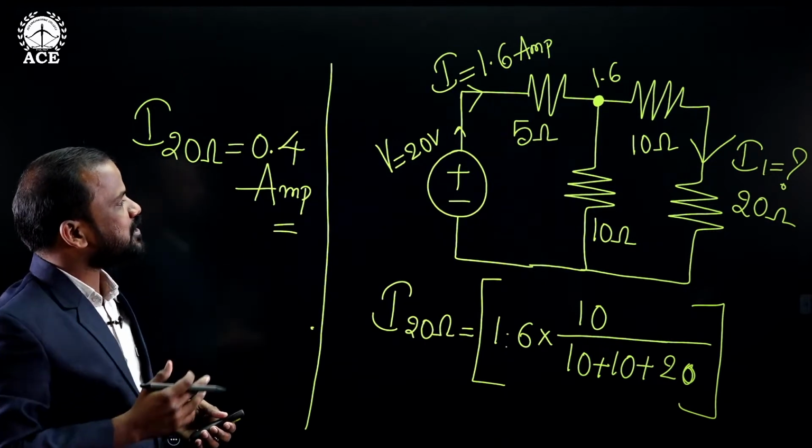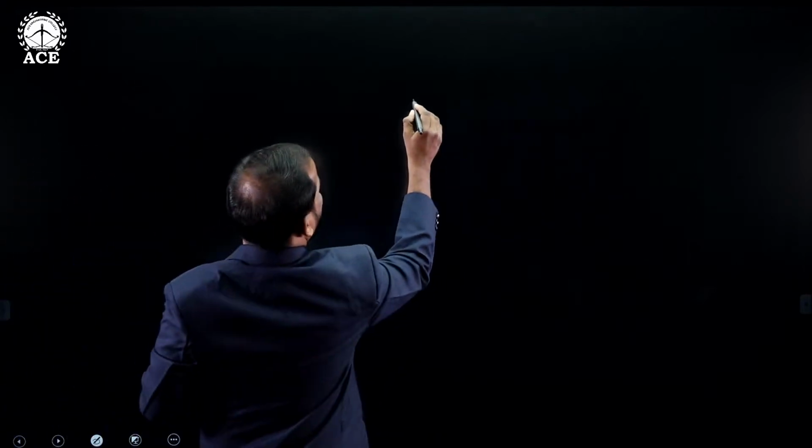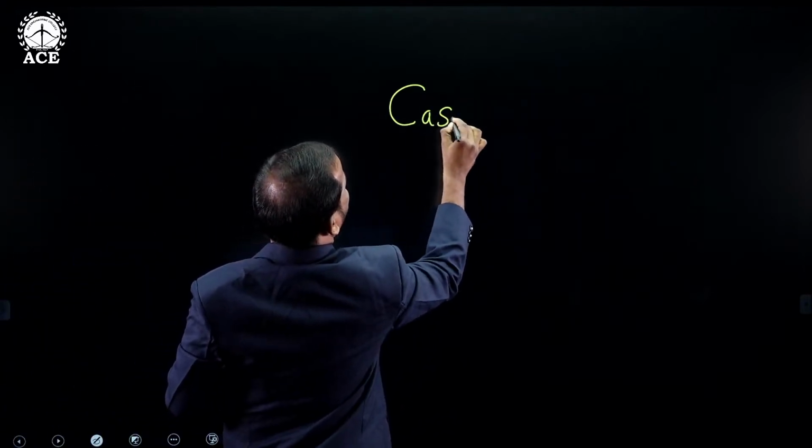Now coming to case number 2. What is case number 2? When the current source is acting alone, again how much current is flowing through the 20 ohms? After calculating this, we can directly add these two currents from the individual sources acting individually. Then based on that current value, we can directly find the power dissipated by that 20 ohm resistance by using superposition. Now case number 2.